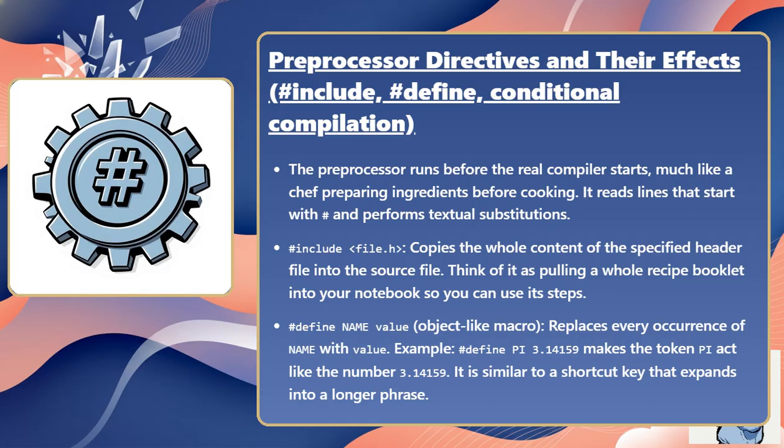#define NAME value, an object-like macro, replaces every occurrence of NAME with value. Example, #define PI 3.14159 makes the token PI act like the number 3.14159. It is similar to a shortcut key that expands into a longer phrase.